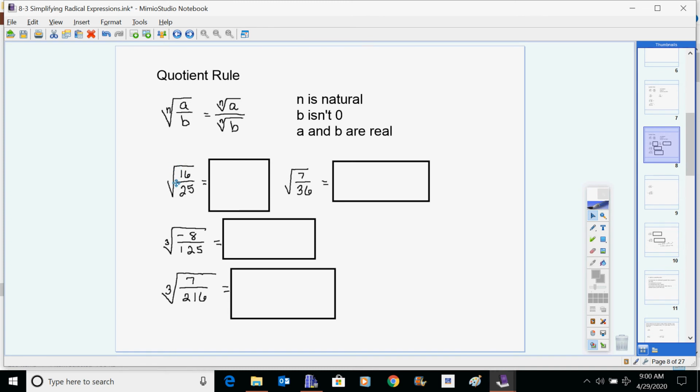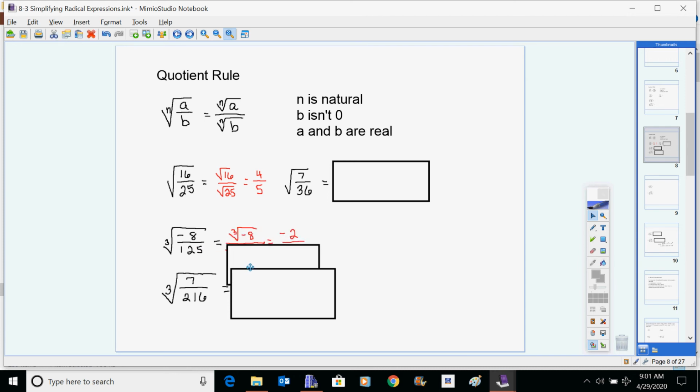So this would mean that you could just simply take the square root of 16 and the square root of 25 and make your work easier. This one, you would take the cube root of -8, which would give you -3, or -2, sorry. Cube root of -8, which is -2. And the cube root of 125, which is 5. And simplify it by numerator and denominator.